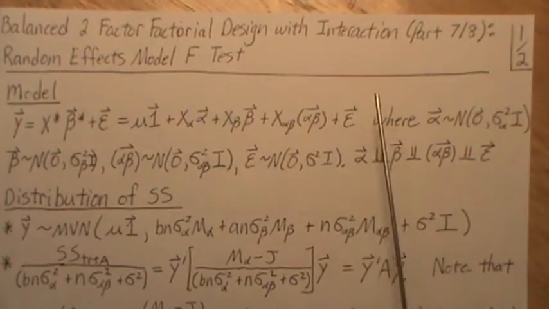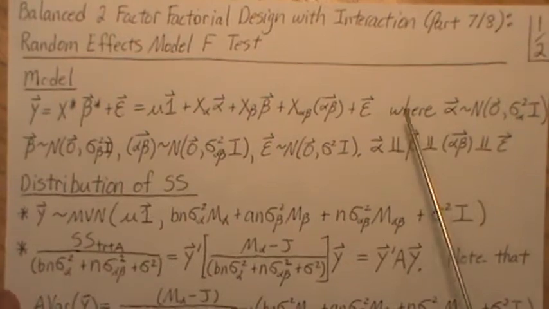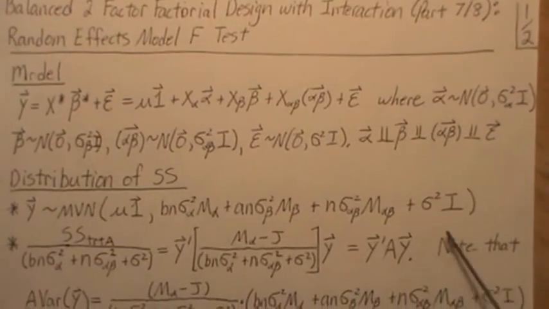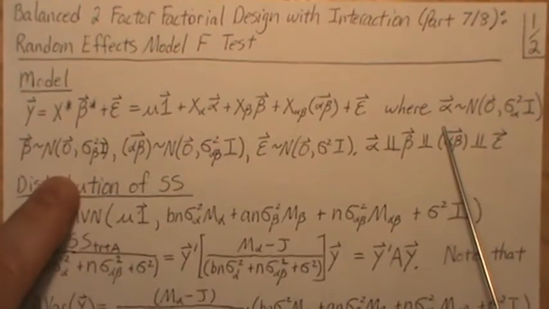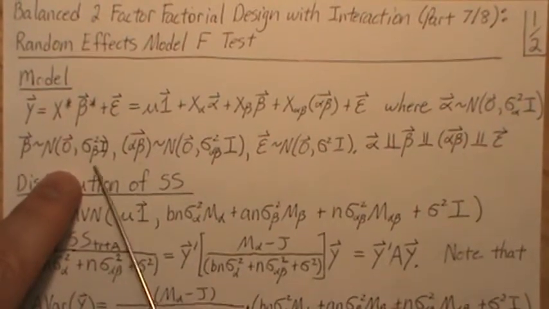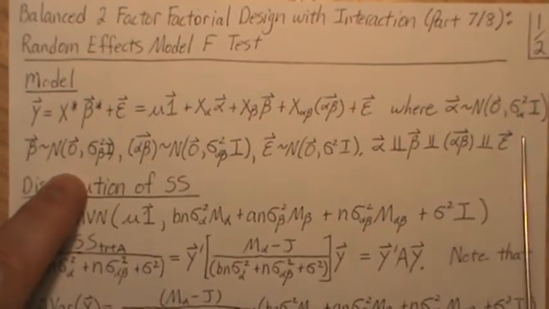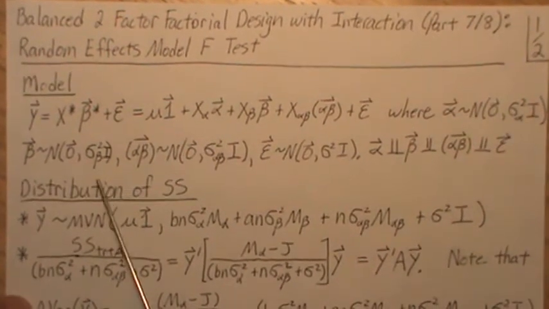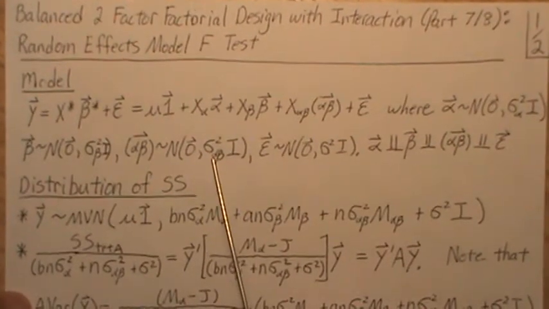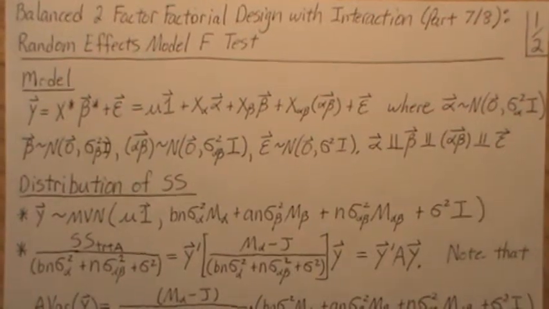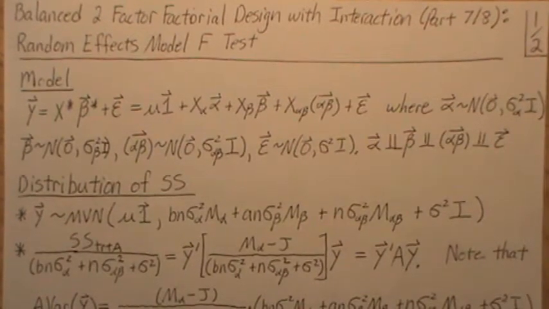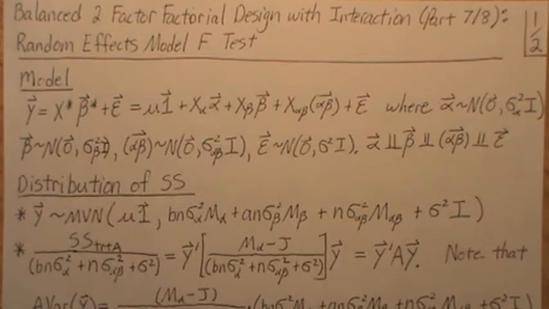Now, in previous videos, we assumed that the parameters were unknown fixed. But in this video, and actually in part 6 too, we assume that the parameters are normally distributed, all with a mean of 0, and then they have their own respective covariance matrix, sigma alpha squared I, sigma beta squared I, sigma alpha beta squared I, sigma squared I, and they're all independent. And in here, we're going to look at the distribution of the sums of squares. In part 6, we looked at the expected values of the sums of squares. Here we're going to look at the distribution.